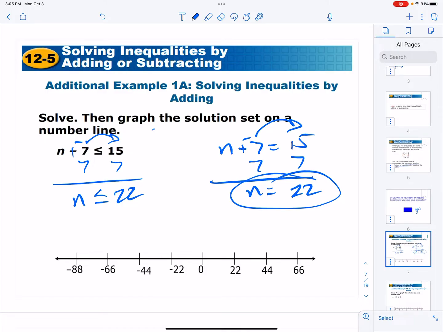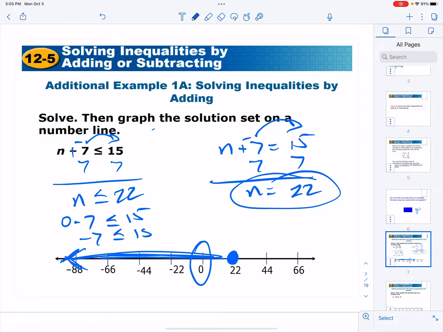Okay, so if I were to graph this one, I'm going to put a closed circle on 22, because 22 will work, and I will shade to the left, because my variable is on the left, so my inequality tells me which way to shade. So if I were to pick any number that fits within this range, it would make it true. Well, anytime this number right here is in the range, I always use it. So let's pick 0. So if I were to plug that in, 0 minus 7, is that less than or equal to 15? Well, 0 minus 7 is -7. And is that less than or equal to 15? Yes, it is.